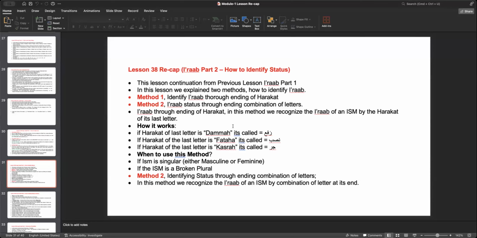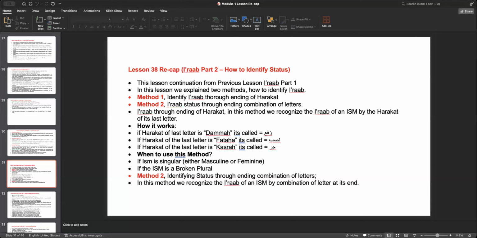How it works. If the harakat of the last letter is Dhamma, it's called Rafa. If the harakat of the last letter is Fatha, it's called Nasab. If the harakat of the last letter is Kasra, it's called Jar. When to use this method? If the isim is singular, either masculine or feminine, or if the isim is a broken plural.